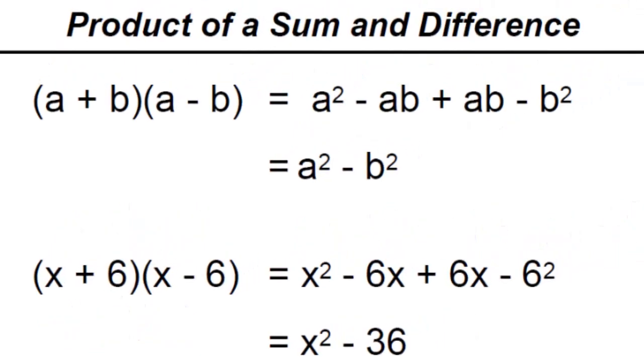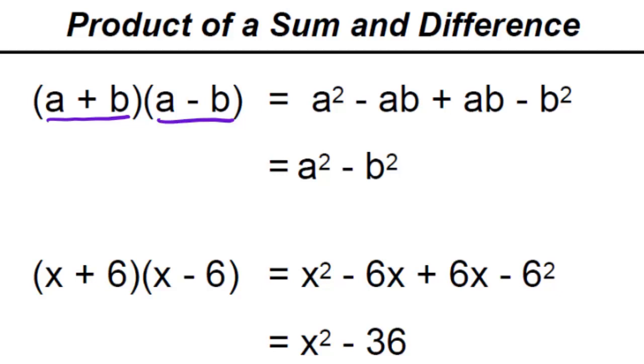This last special product here was not mentioned in the opening part of the video, but it's called the product of sum and difference, and you'll need to recognize these, especially when we get to the factoring part of this. You'll notice we have an a plus b and an a minus b, and the only difference between these two is one has a plus and one has a minus.